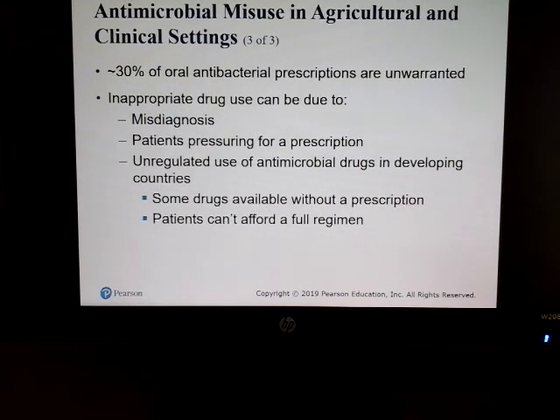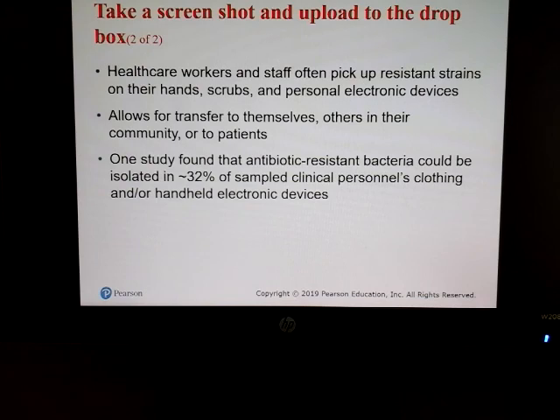30% of oral antibacterial prescriptions are unwarranted. So what that means is that the wrong drug is used. Maybe the patient was misdiagnosed. Maybe the patient had a cold and they said, hey, I need a prescription here. And again, keep in mind that in other countries, you don't even have to have a prescription to get an antibiotic. Please take a screenshot of this.